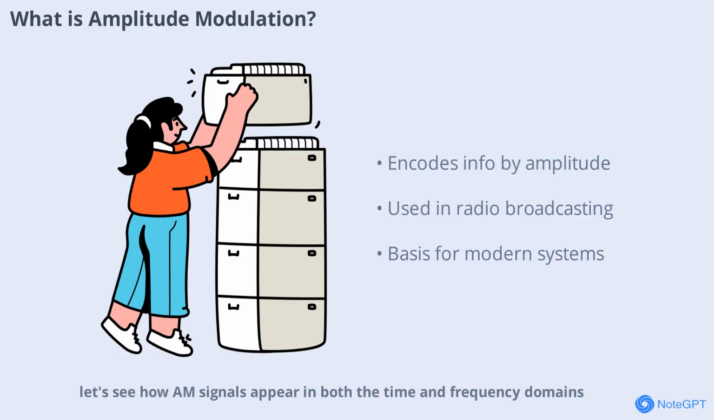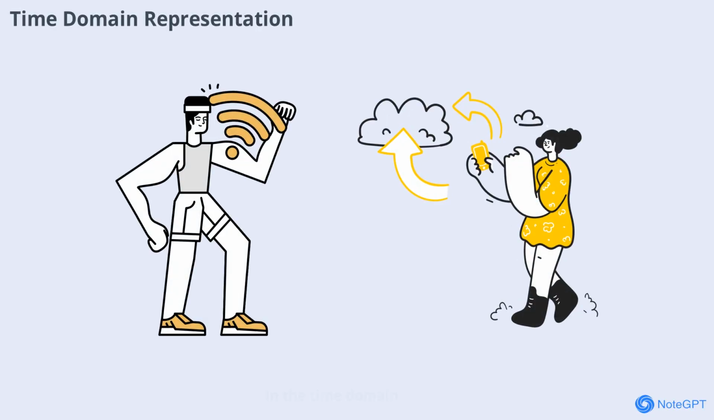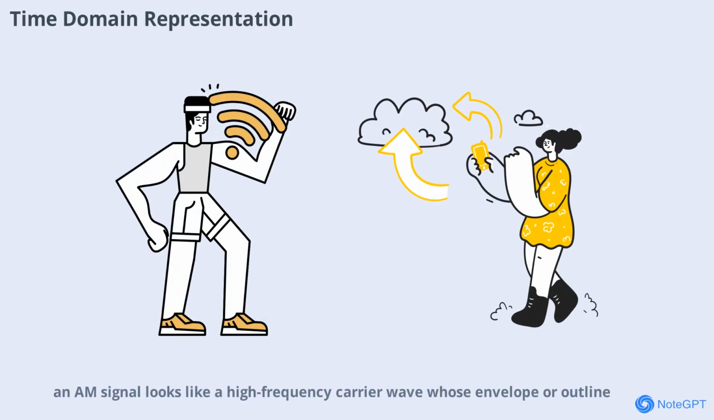Next, let's see how AM signals appear in both the time and frequency domains, which will help us visualize the process. In the time domain, an AM signal looks like a high-frequency carrier wave whose envelope, or outline, matches the shape of the original message signal. Imagine a fast, regular wave whose peaks and troughs grow and shrink according to the information being transmitted. This visualization helps us see how the message is embedded within the carrier. By analyzing the time domain, engineers can assess how well the signal represents the original information and identify any distortion.